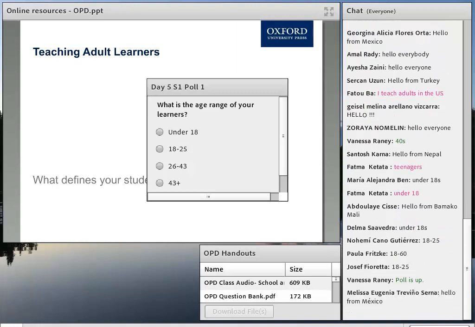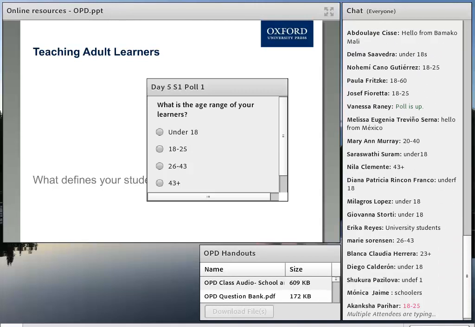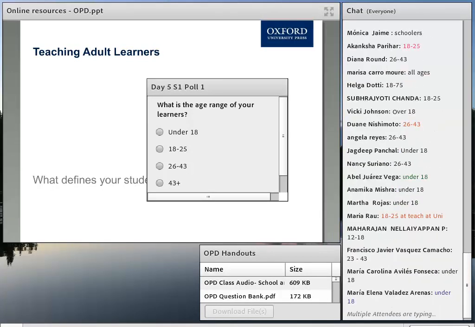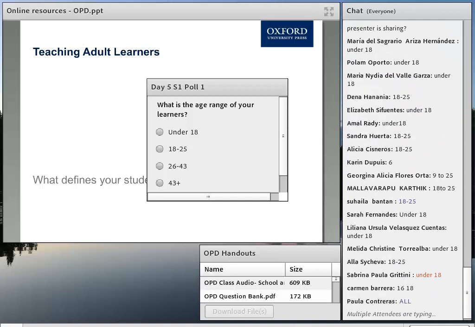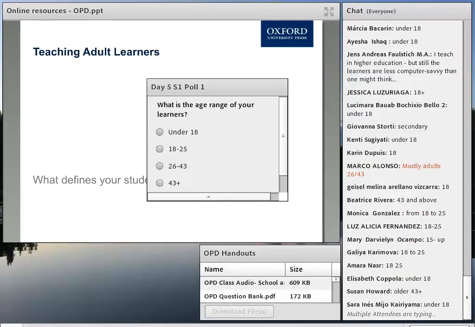Okay, so far I see under 18 a lot. And I understand under 18, you know, that could be primary, secondary. There are a lot of variations under that. But there are some 18 to 25, so probably university level.